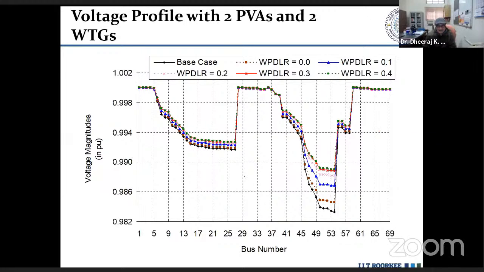And here we have the voltage profile. So this is the base case voltage profile. And as we increase the value of the wind power to load dispatch ratio, the voltage profile is improving, and the best voltage profile is observed when we have WPDLR 0.4.